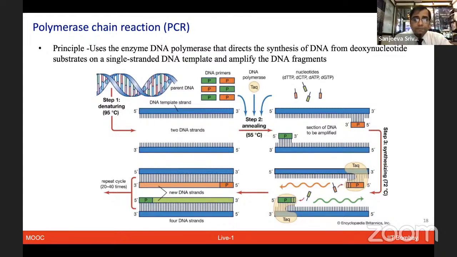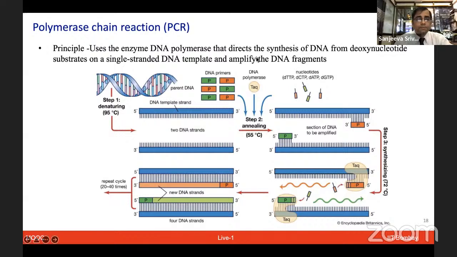Basically, the amplification reaction is composed of three steps, step 1, 2, and 3, as mentioned in the slide. The first step is denaturing. But before going to the steps, I would like to mention that we need different starting materials. We need the template DNA, the DNA you are going to amplify. Then we need some primers. The primers are the forward primer and the reverse primer.